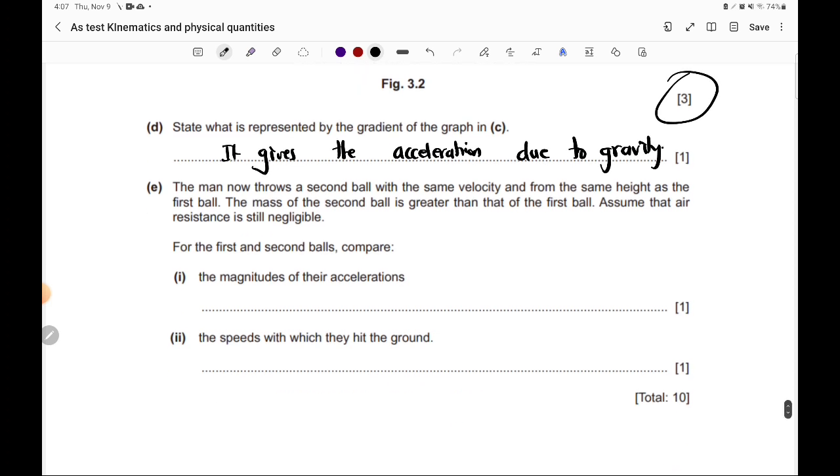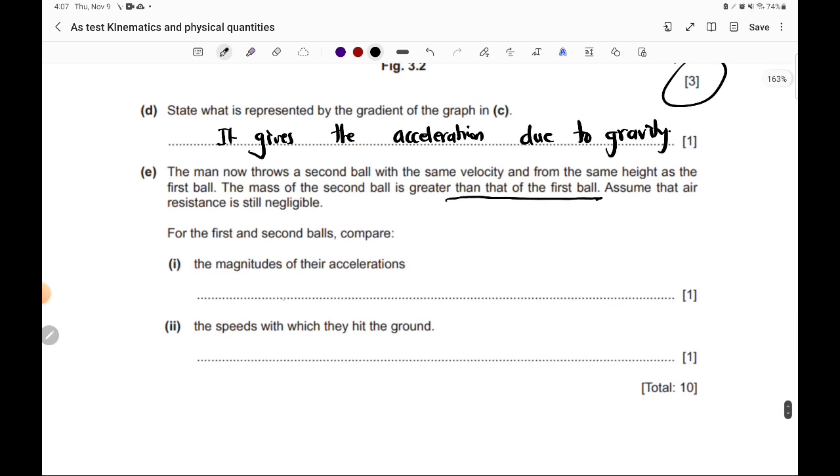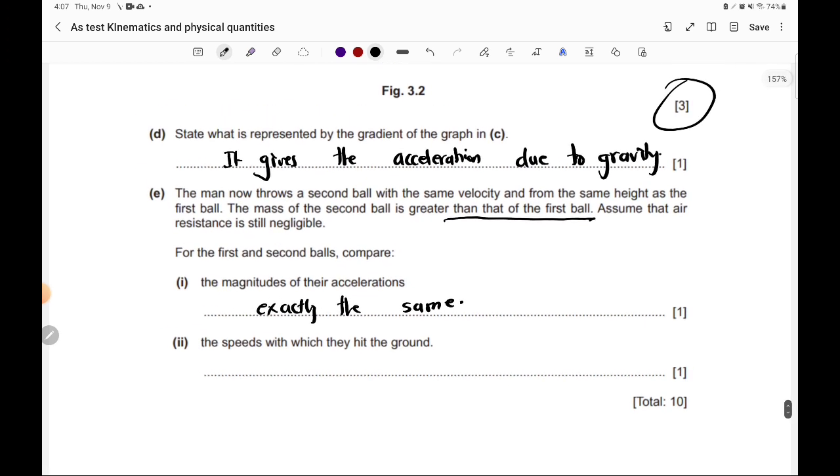The man now throws a second ball with the same velocity and from the same height as the first ball. The mass of the second ball is greater than that of the first ball. Assume that air resistance is still negligible. For the first and the second balls, compare the magnitudes of their acceleration. Exactly the same. No change.